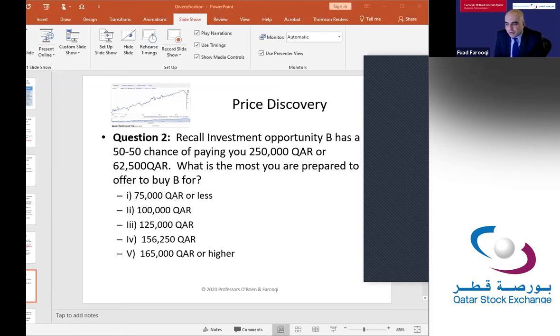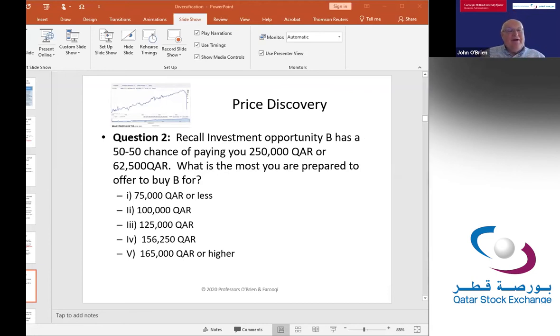15% said 125,000. Okay. 21% said 156,250, and 3% are willing to pay more than 165,000. Okay, good, good. So interesting. So again, this is what markets are all about, is price discovery. And once you discover a price, we can talk about an expected return.